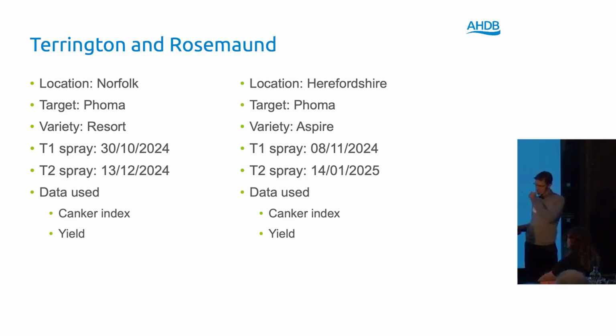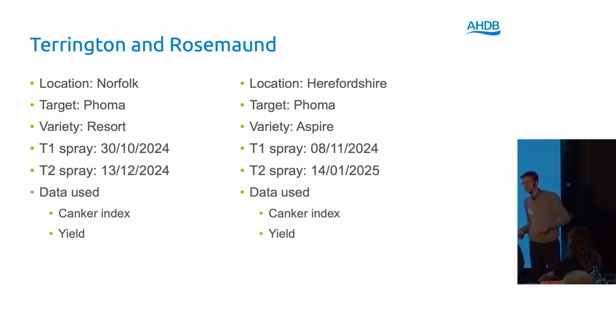In terms of the phoma leaf spot epidemic this season, we had quite an early epidemic. We were seeing the first signs of phoma leaf spot around early October. We got to threshold at the Norfolk site at the end of October, and the T1 spray was applied on the 30th of October. Threshold was a little later at the Herefordshire site, about 7 to 10 days later, so the T1 spray was applied on the 8th of November.